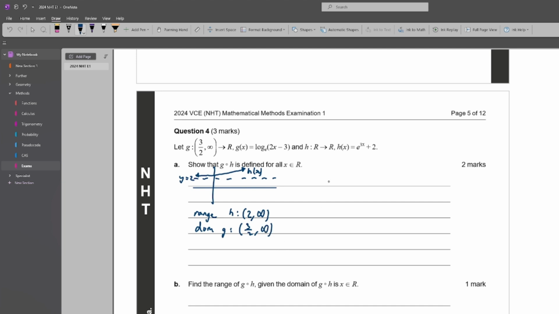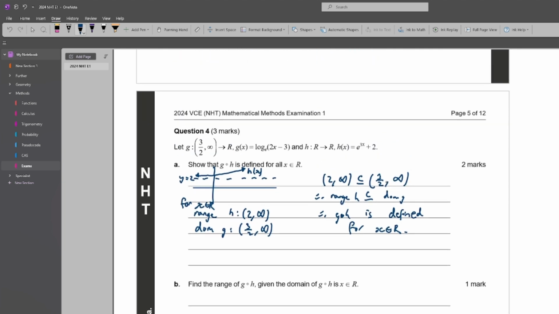Now we know that (2, infinity) is a subset of (3/2, infinity). So therefore, the range of h is a subset of the domain of g, and this is for x belongs to R. So therefore, g of h is defined for x belongs to R. I think that's all they wanted there.